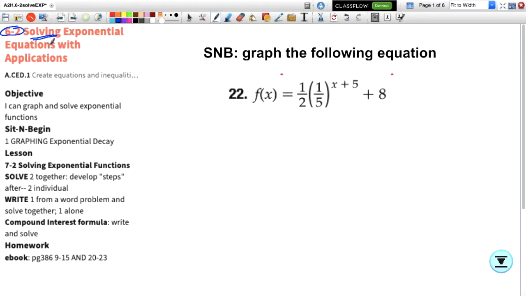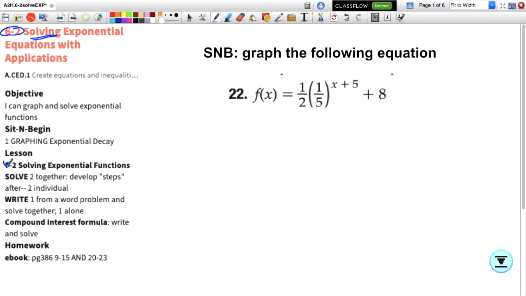Section 6.2 is going to have us solving exponential equations today. Last time, we were looking at graphing exponential equations, so we are going to review graphing. I have a pretty complicated looking one here, and we'll make our little table and give that a graph. And then we're going to hop right into how we go about solving.